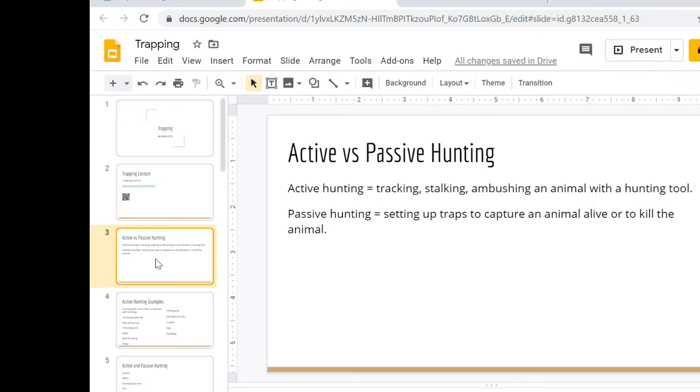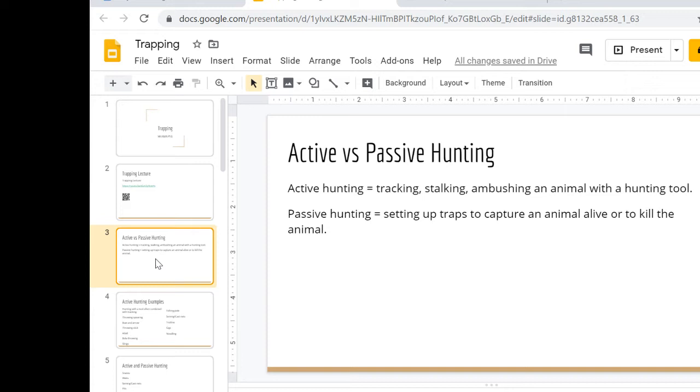Active hunting is going out, tracking, stalking, ambushing an animal. The problem with that is you can waste a lot of calories, depending on the environment, of course, and the way that you're hunting. But you're using some sort of tool to kill the animal, or you're trying to flush them into an area so that they fall into a trap. But the idea is there is caloric expenditure.